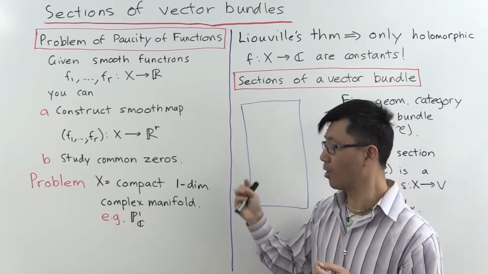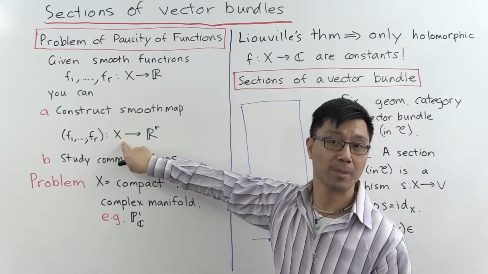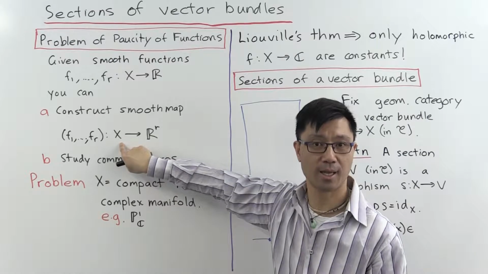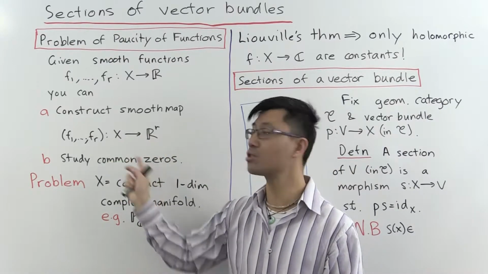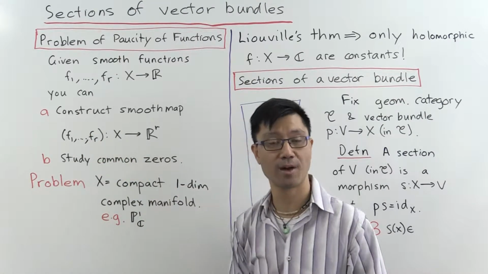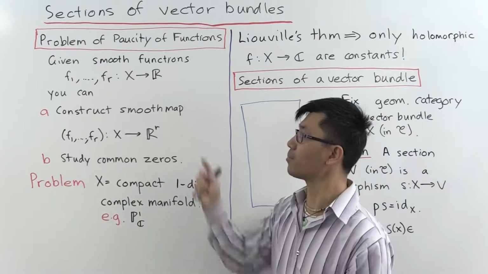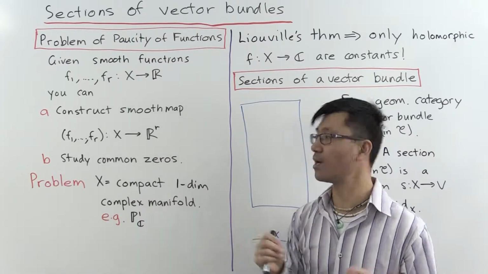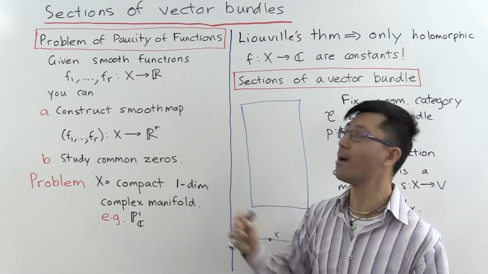Another thing that you can do with these scalar valued functions is you might be interested in looking at subsets of X, interesting subsets of X. And one way to get interesting subsets is to study common zeros of functions. So you can look at the set of common zeros of f1 up to fr. And that's called a subvariety of X, and that's something you can do with these scalar valued functions. Okay, so it looks like we like to have lots of scalar valued functions.